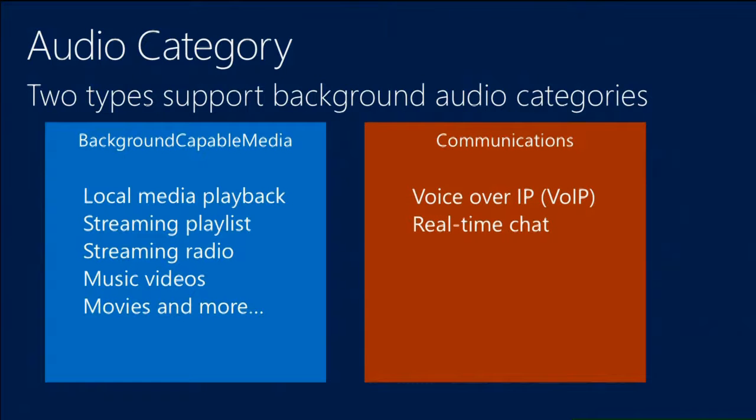The second is the communications category. And this is for real-time chats, voice over IP, and things of that nature. And the difference is if you have a Bluetooth-connected device, then instead of playing the audio through the speakers, it will play the audio through the Bluetooth-connected device. So if the user is using any type of headset or anything like that, and you want to play your audio through that, you use the communications category.